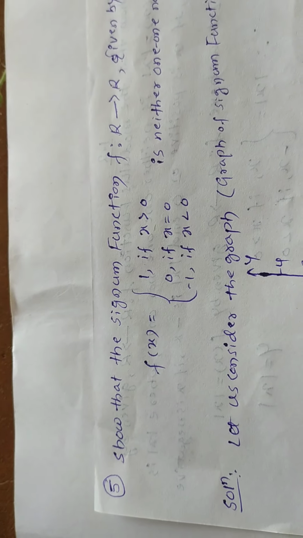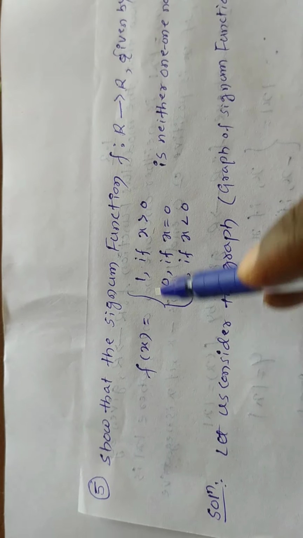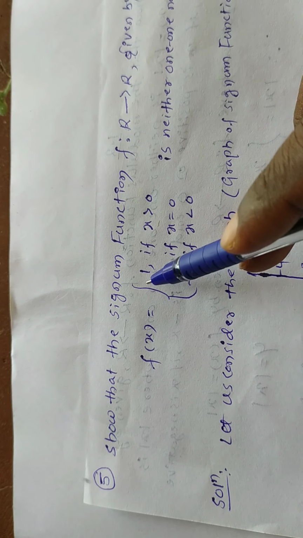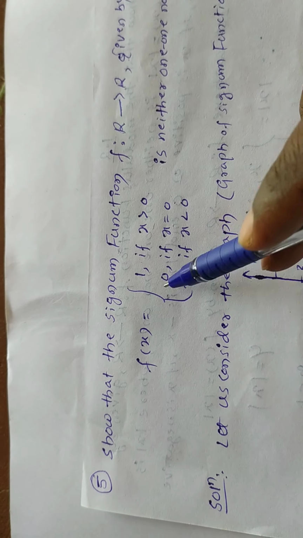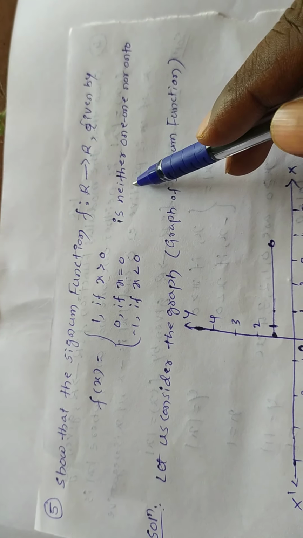So the signum function from R to R is given by f of x is equal to 1, 0, minus 1. When x is greater than 0, it is 1. When x is equal to 0, it is 0. When x is less than 0, it is minus 1. We have to prove that it is neither one-one nor onto. Let us consider the graph here.